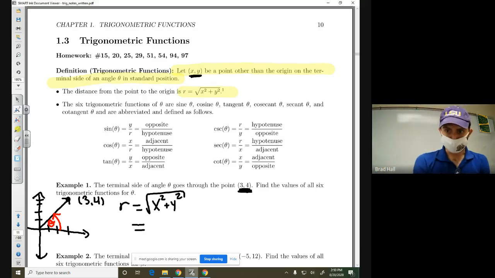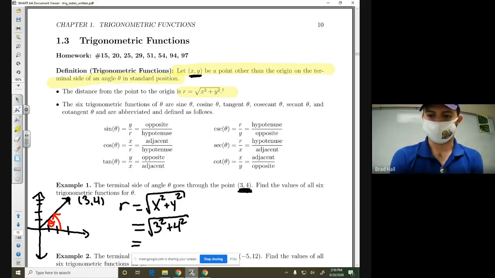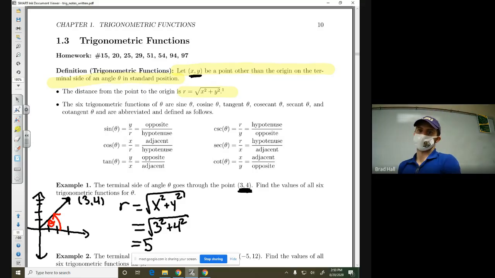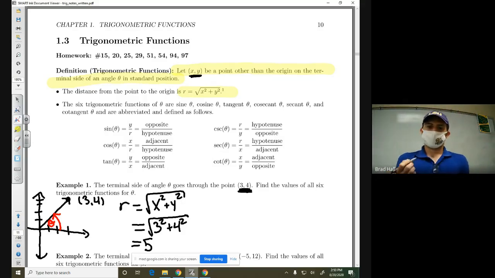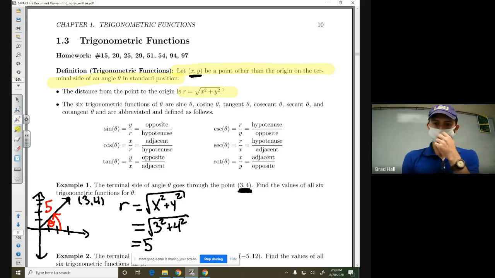But we know x and y because we were given the point in this problem. This is 3 squared plus 4 squared. And if you do all of this math, you will get positive 5, because of course 3 squared plus 4 squared is 25, and the square root of 25 is 5. So what that tells you, I'll write this in red, is the length of the distance from the origin to the point.